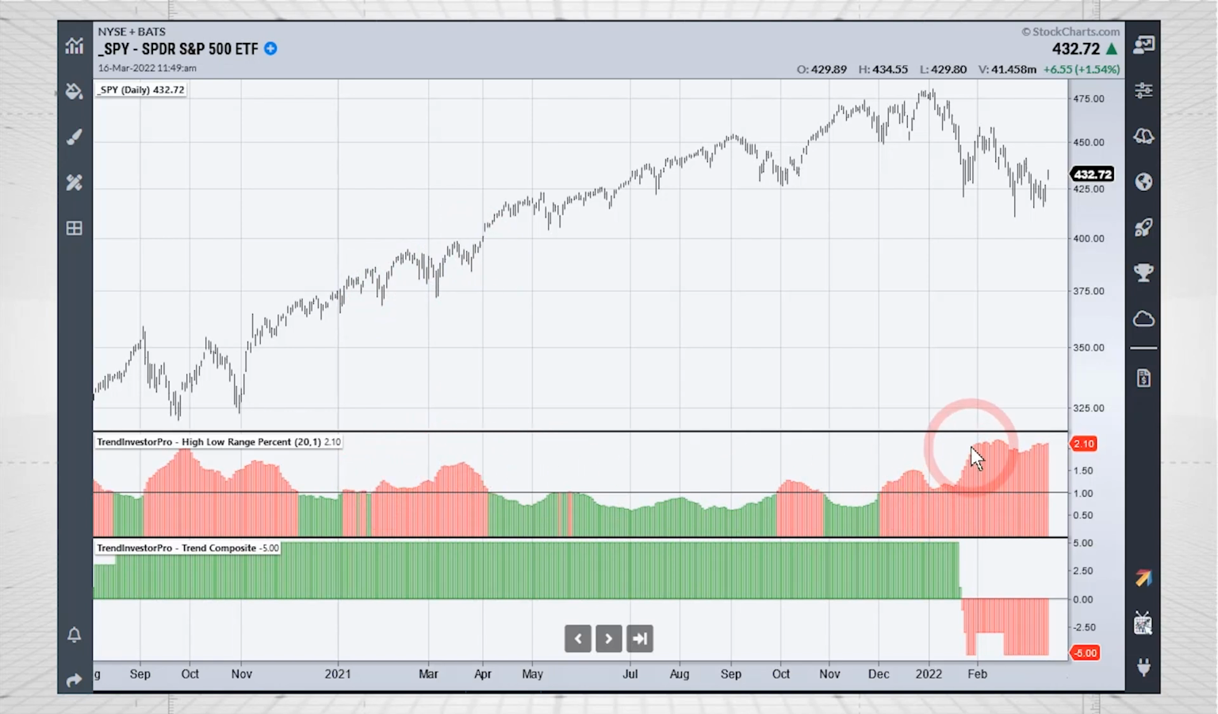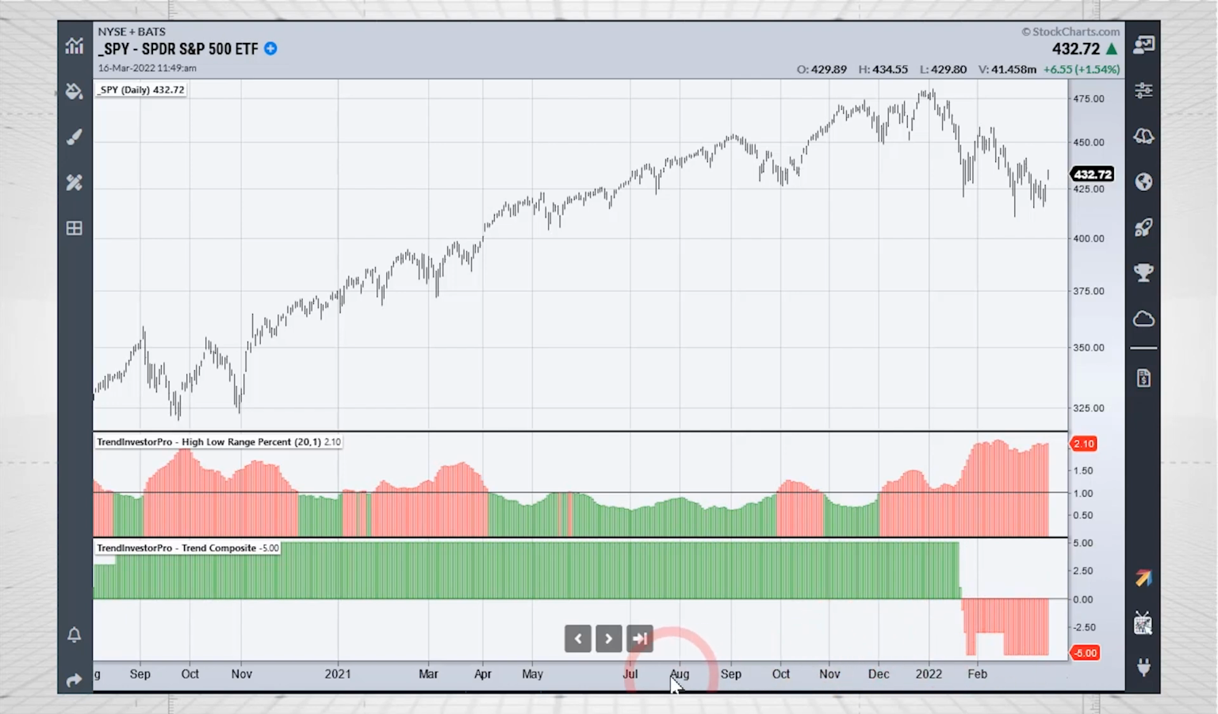But then we get this surge in volatility and we get the trend composite turning bearish. And that is a bearish combination because volatility tends to be more bearish than bullish. And so if you're getting a volatility surge and you're breaking down, that means you're getting a substantial decline and you're reversing the trend here because the trend composite is red.